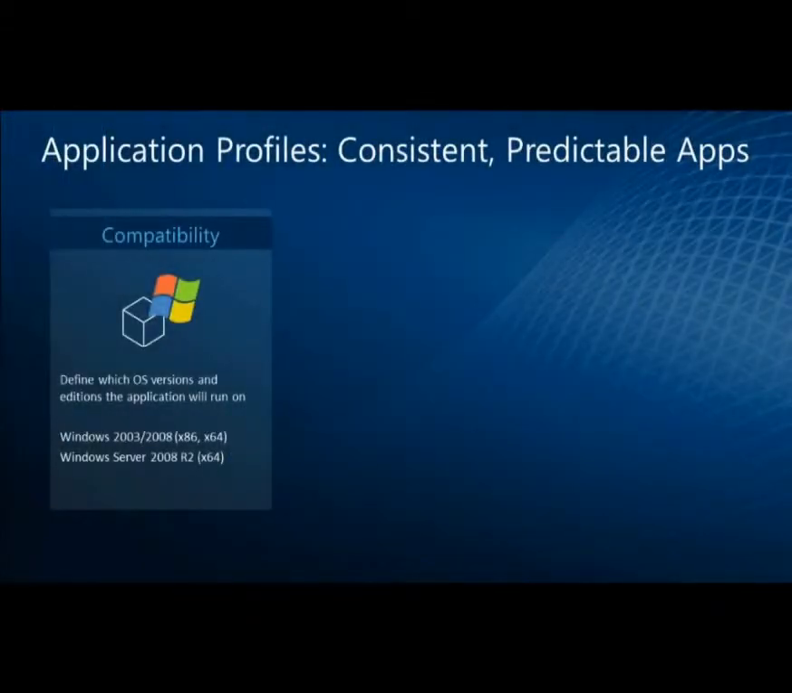So when we look inside these application profiles, there's a few things that we can do that typically trip people up when they're deploying applications. The first one is compatibility. Which operating systems are our applications going to run on? Is it going to run on Server 2003, 2008, 2008 R2? Is it a 64-bit application or a 32-bit application?